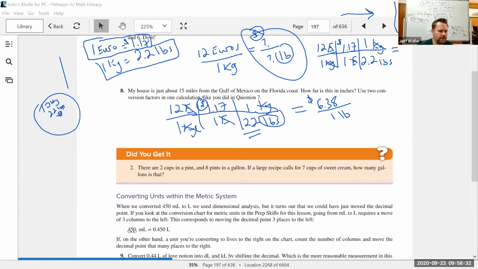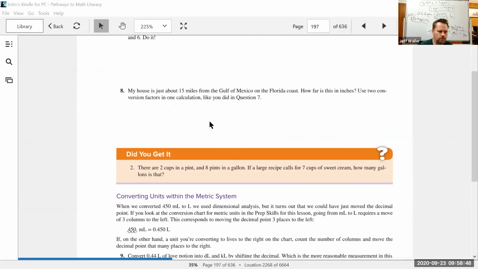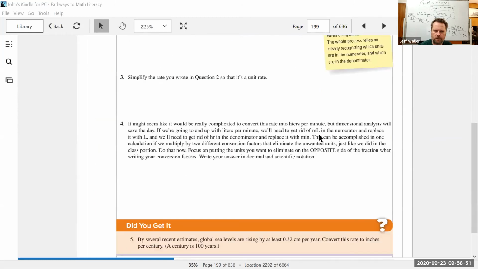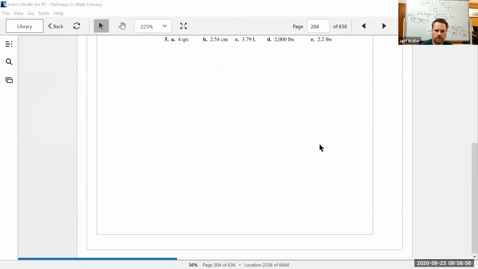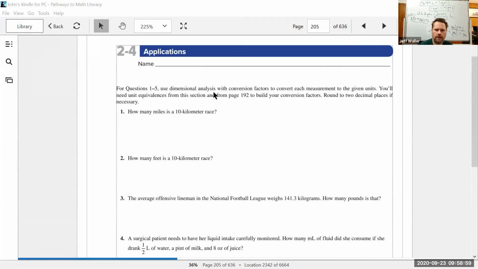Okay. So let's take a look at the actual homework real quick, just to get an idea of what it looks like you're going to have to do yourself. I'm going to erase all this. Is that all right? Everybody got that? Here we go. See how they refer back to that page 192. So you're going to want that page for sure. That's the one with the chart of all the conversions. And then they just go for it. Miles to kilometers and so forth.